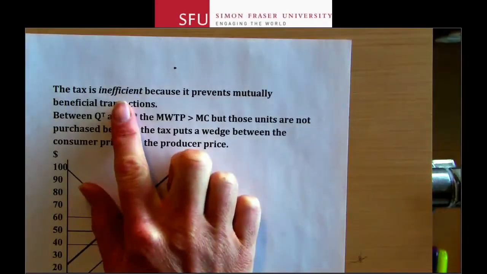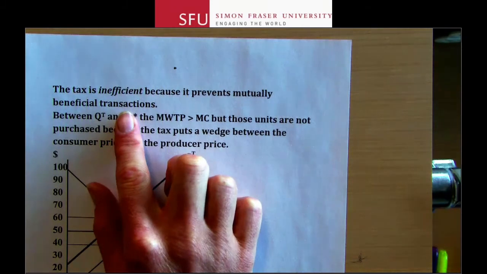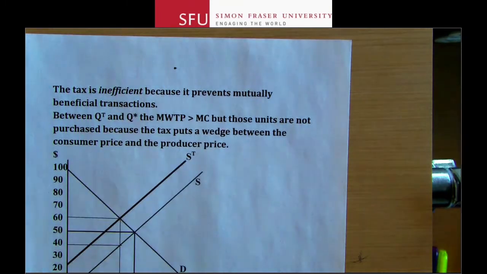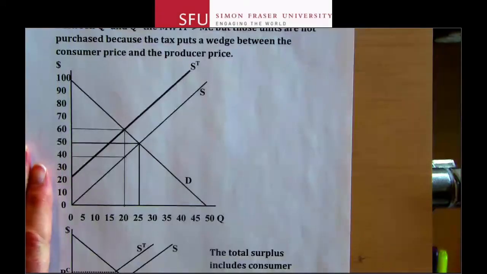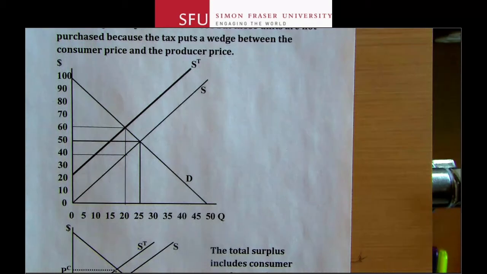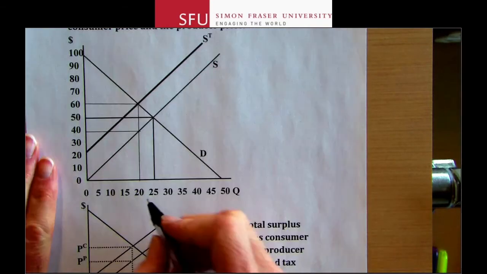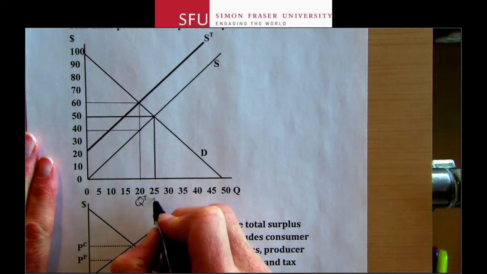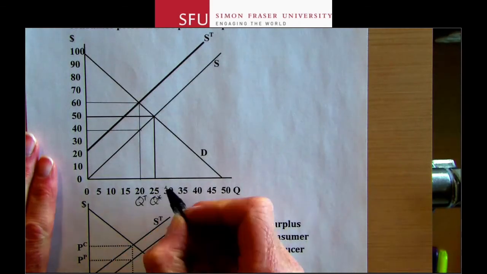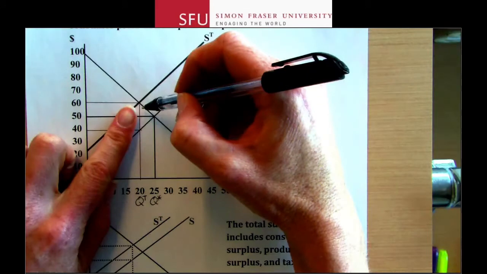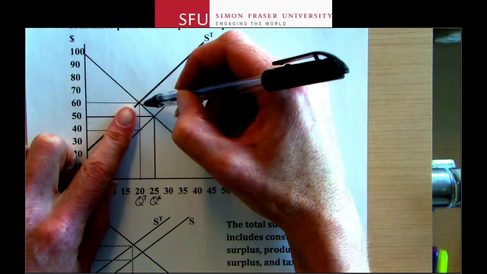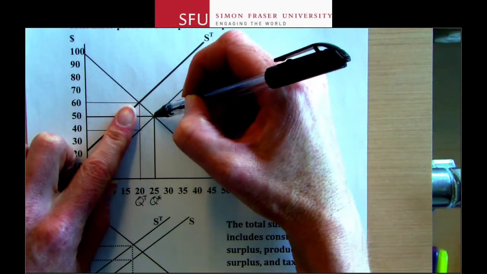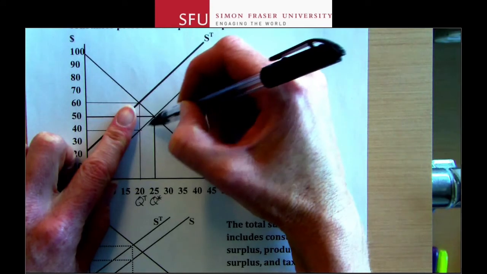Okay, so the tax is inefficient because it prevents mutually beneficial transactions. So between the QT and Q star, let's just label those on this diagram. So this one's the QT, 20, whereas 25 would have been efficient. So between those two quantities, the benefit to the consumers is bigger than the cost of production.